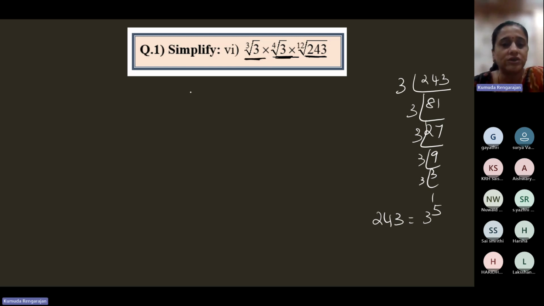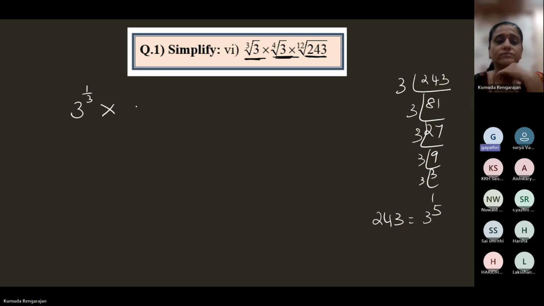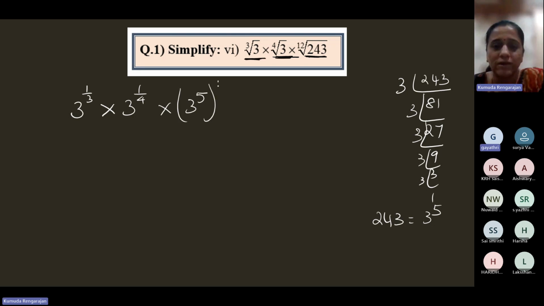Now write everything in the exponential form, children. How do you write cube root of 3 in the exponential form? 3 to the power 1 by 3. Into 4th root of 3 in the exponential form: 3 to the power 1 by 4. Correct. And what is 243? 3 to the power 5, right? And 12th root, so to the power 1 by 12, correct?